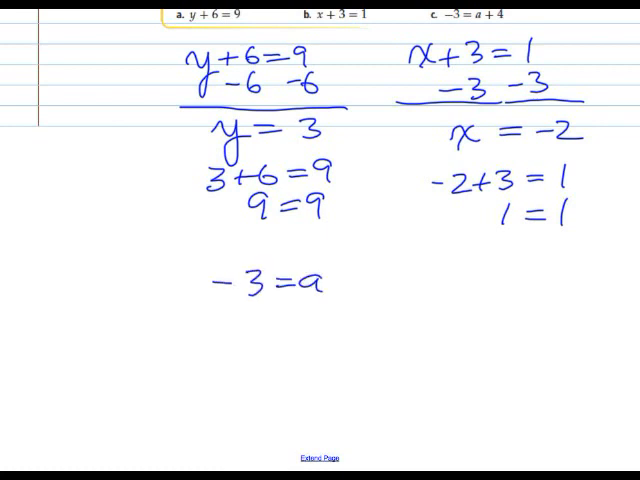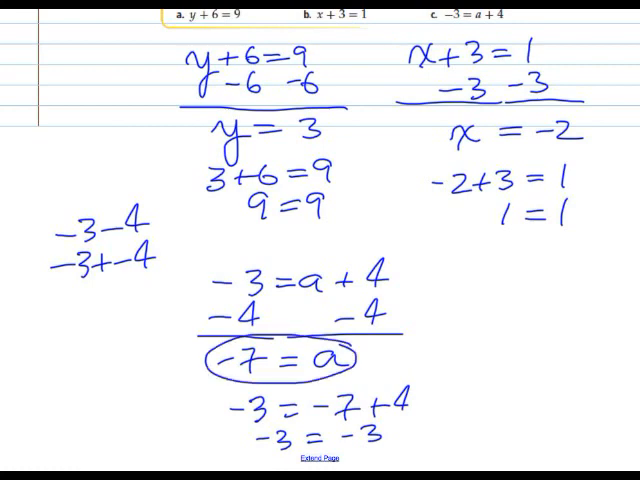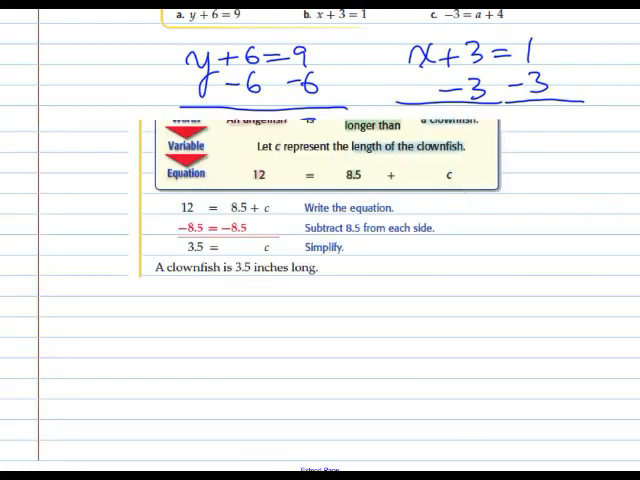In my last example, negative 3 equals a plus 4. Subtract 4 from both sides. A on this side, negative 3 minus 4 becomes negative 3 plus a negative 4. Gives me negative 7. That's a little tricky for most people. Is negative 3 equal to negative 7 plus 4? Yes, in fact it is. So, negative 7 is the solution to my equation.